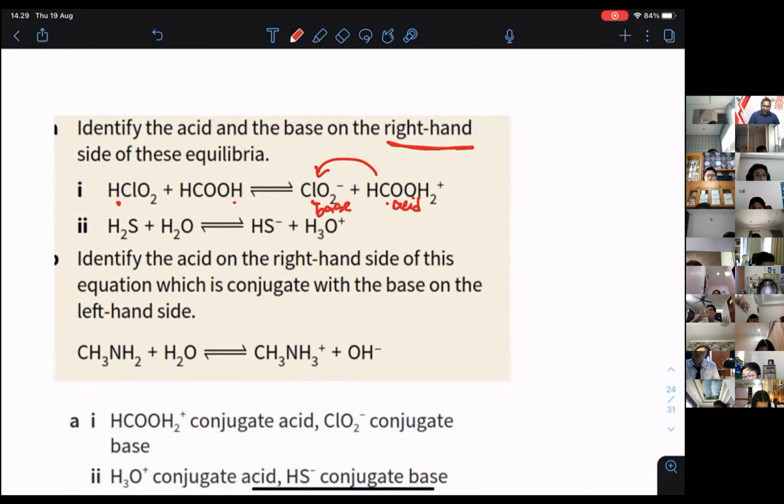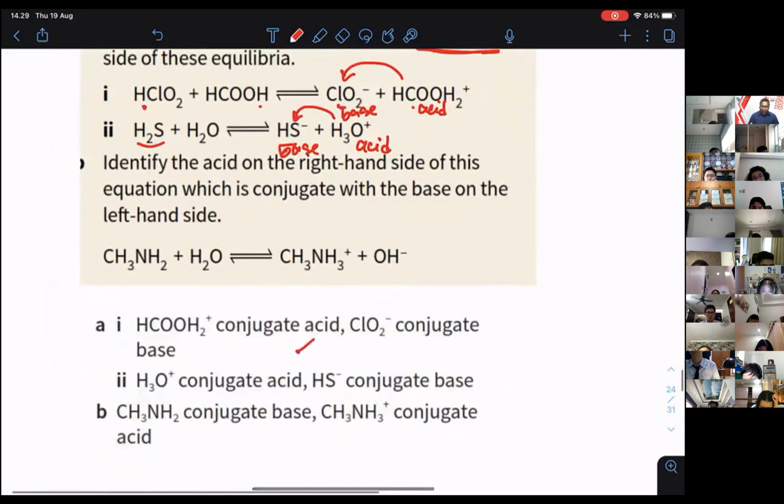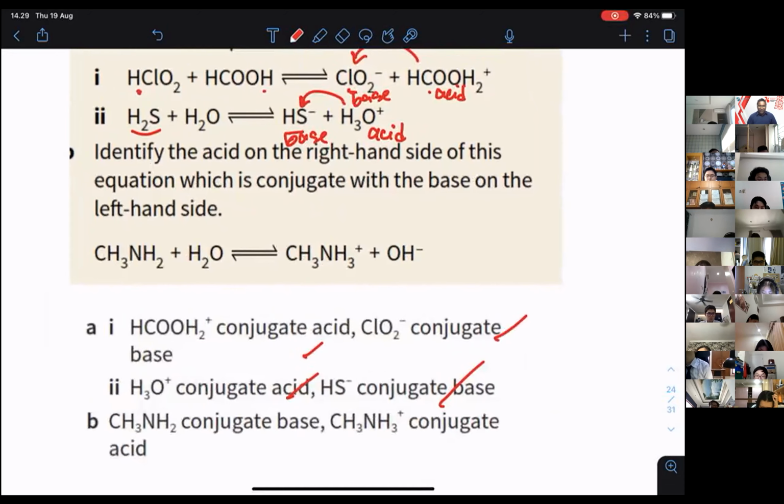And here you see HS, there is an extra H over there. So they are receiving from here. Therefore, this is acid, this is base. And because they are on the right hand side, all of these are conjugate. You just put conjugate, conjugate, conjugate, conjugate. And identify the same thing here, which one is conjugate and so on.